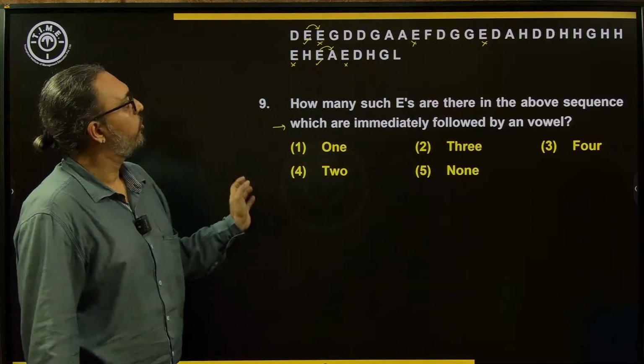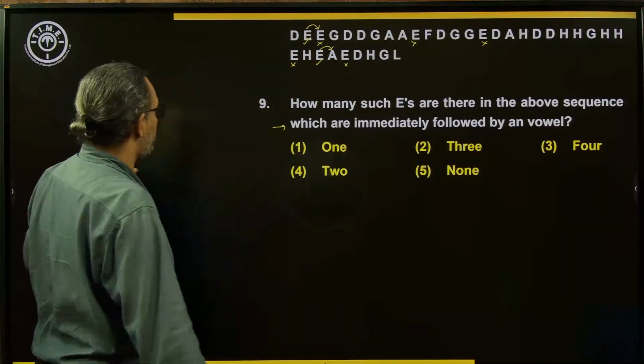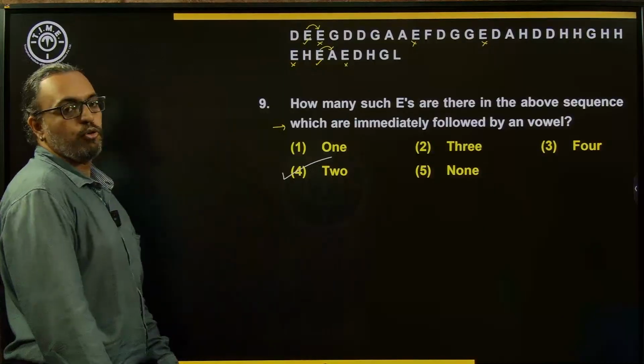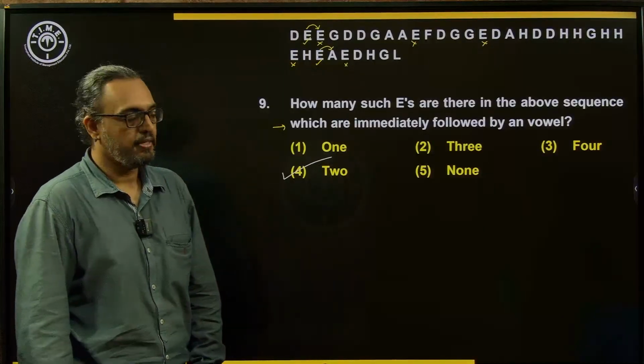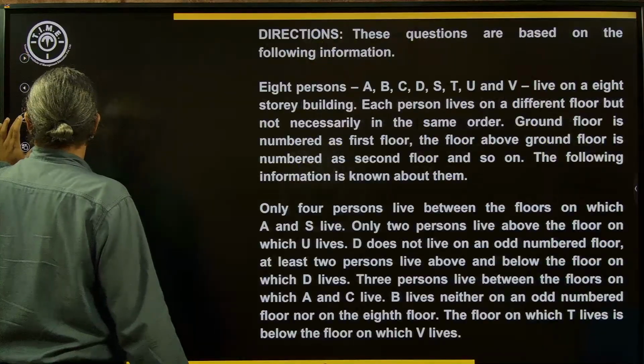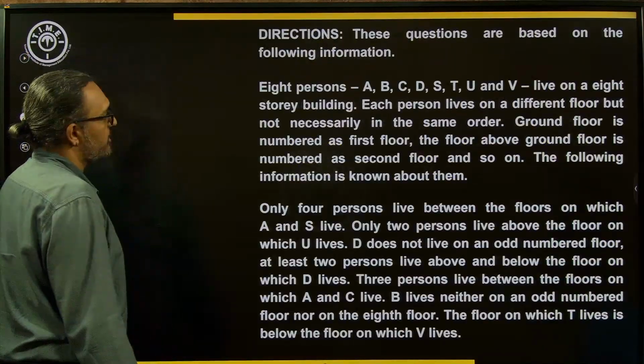So overall, there are only 2 E's that satisfy. And that is available in the 4th option. Correct? Okay. Right. So those are your questions on sequences.